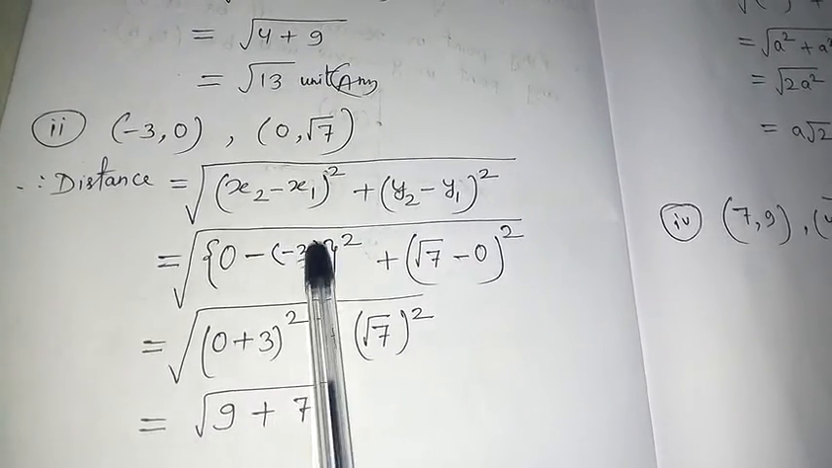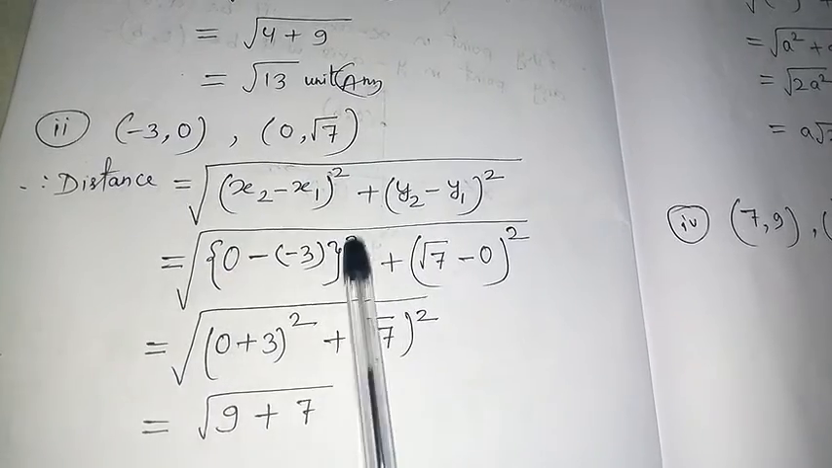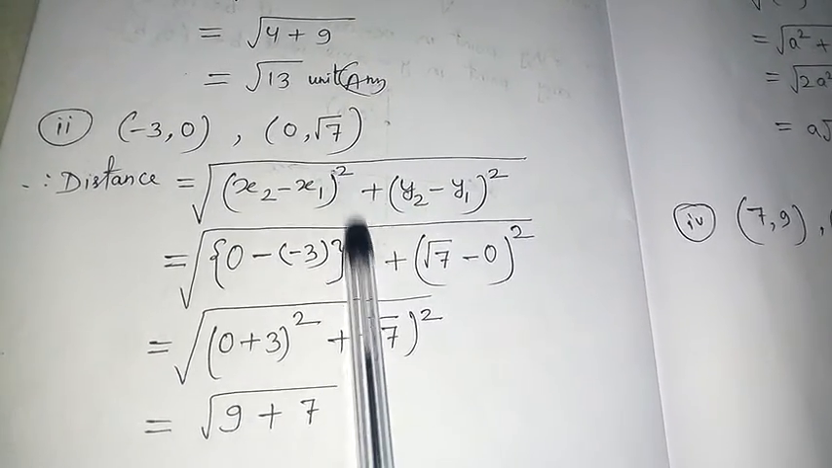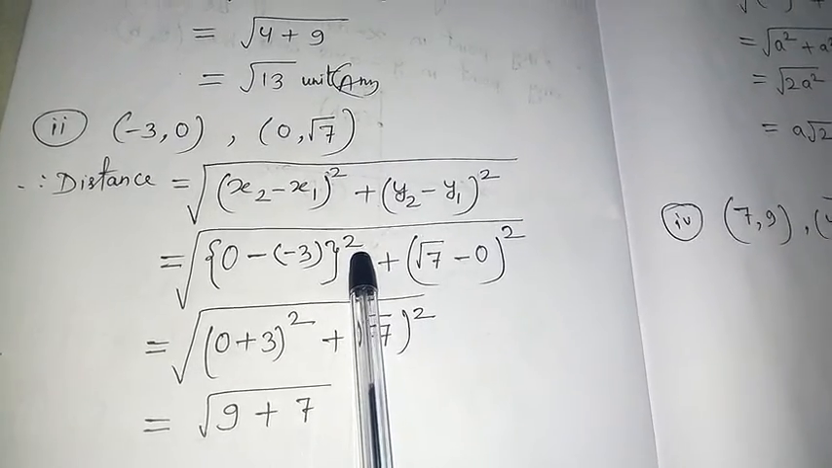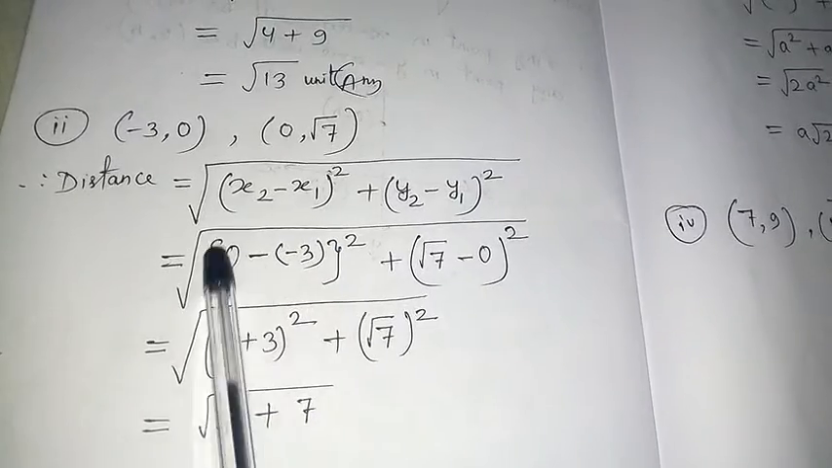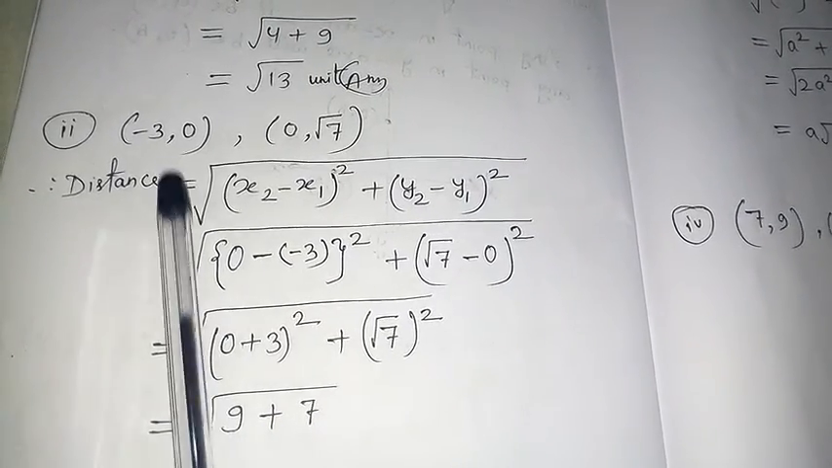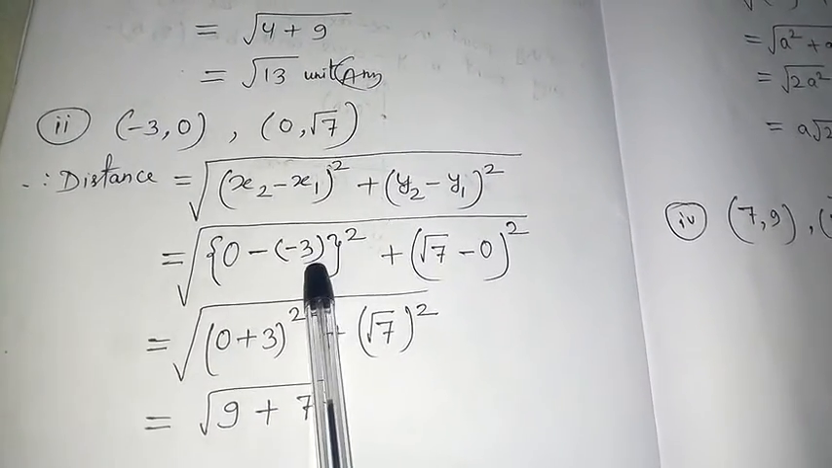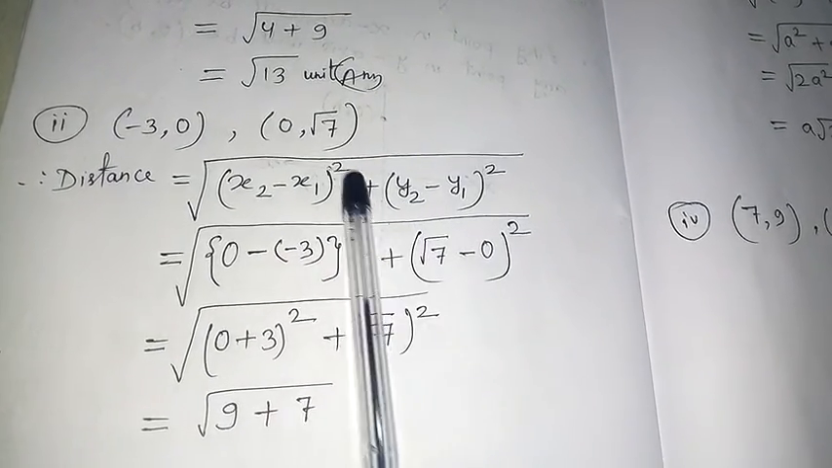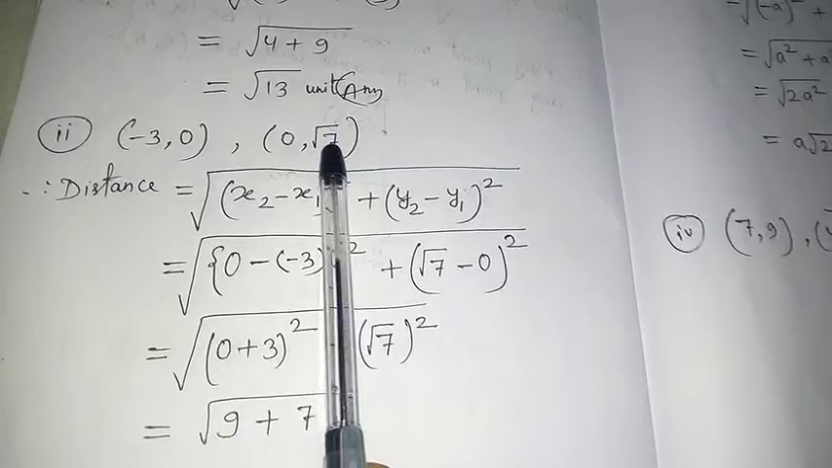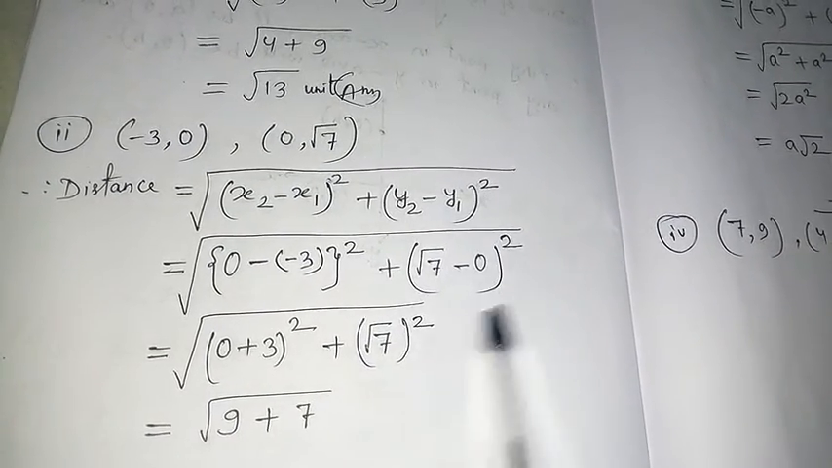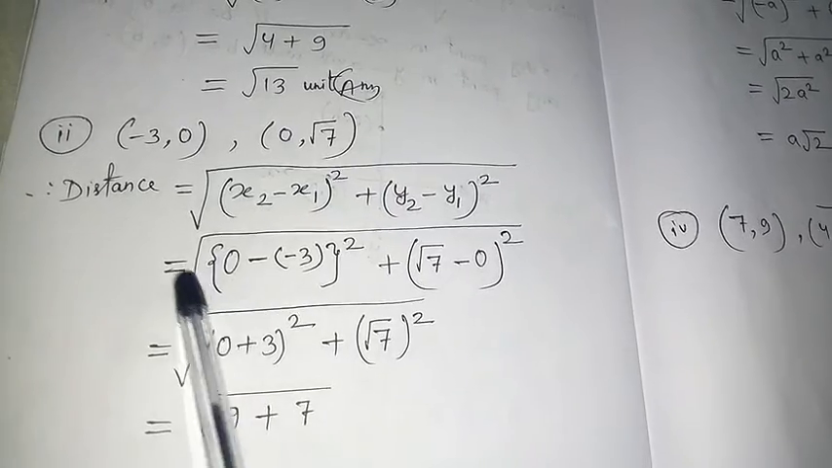When I use the first bracket here, then outside will be the second bracket. So this bracket has become the second bracket, and whole square. Again I am repeating, when the first bracket goes inside, outside will be the second bracket. Because of this minus 3, I was bound to write the second bracket here. Now here y2 minus y1, this is root 7 minus 0. Root 7 minus 0 whole square, root over.